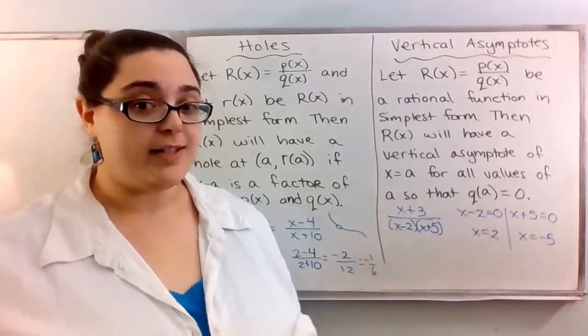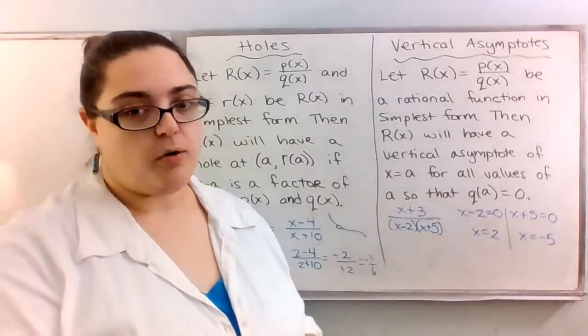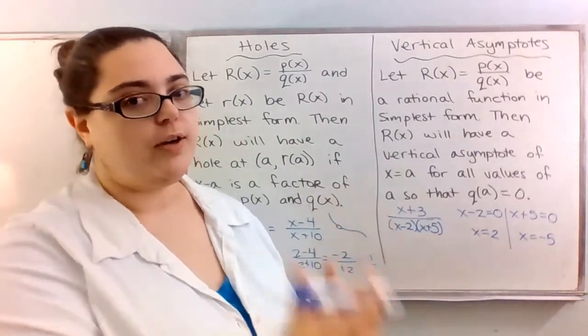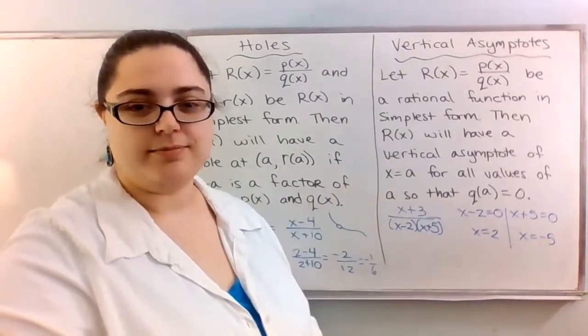Okay, we'll do some more examples of both of these in a little bit. But before we get there, let's talk about horizontal asymptotes and oblique asymptotes next, because those two are going to have some commonalities that are a little bit different from these two.